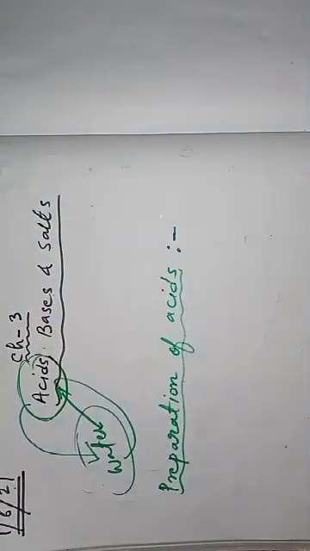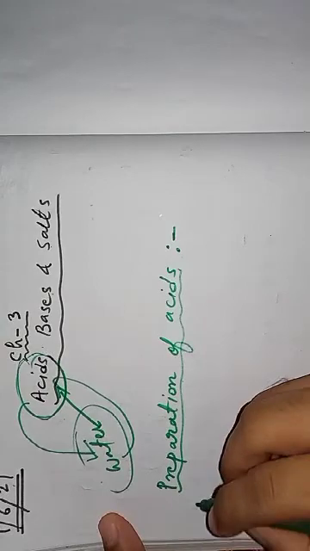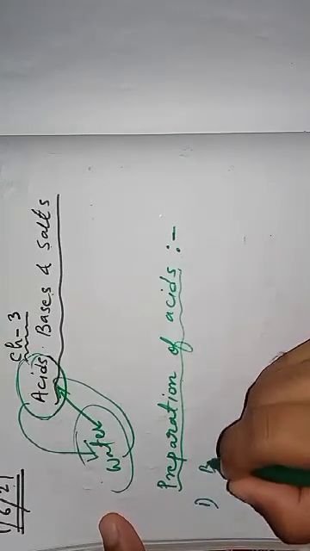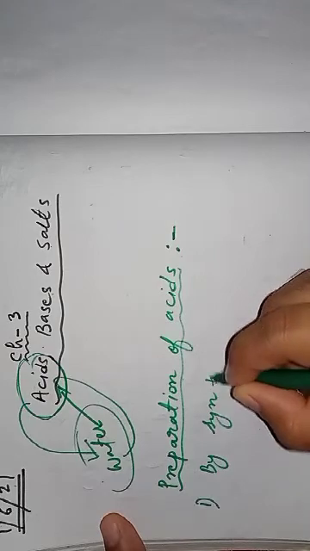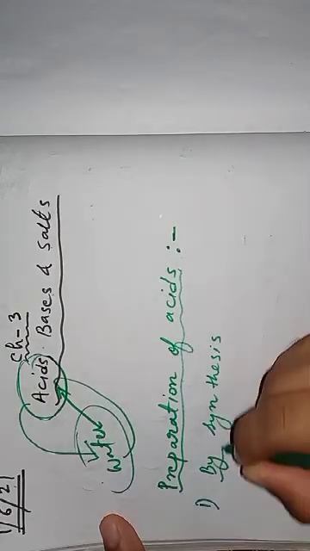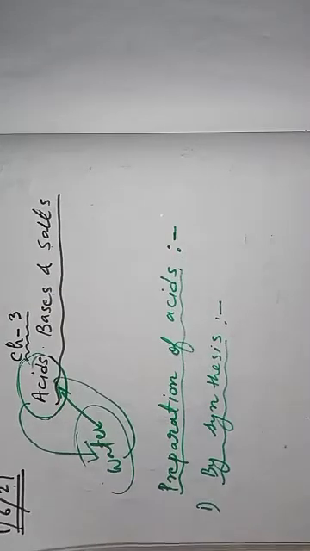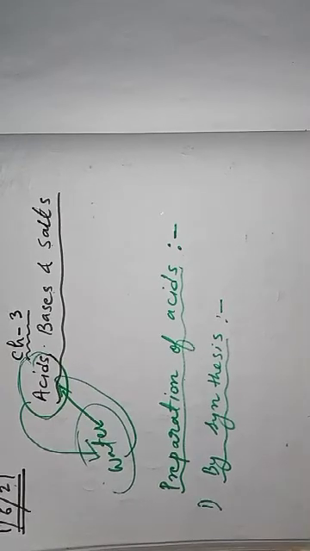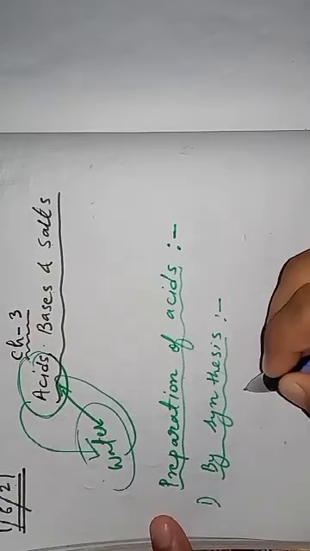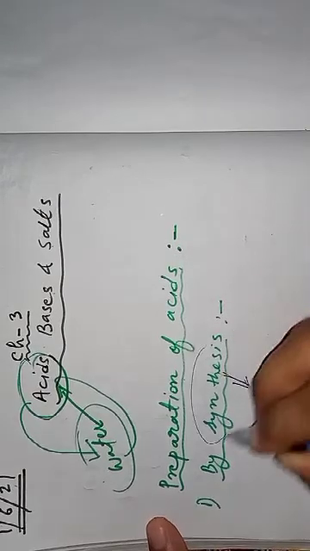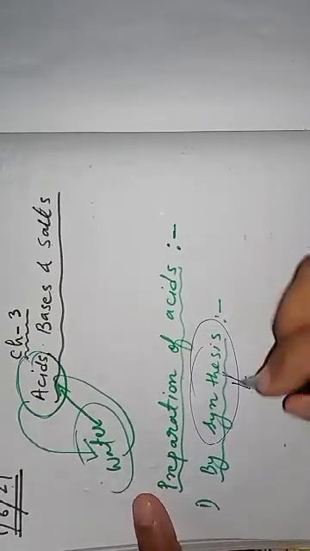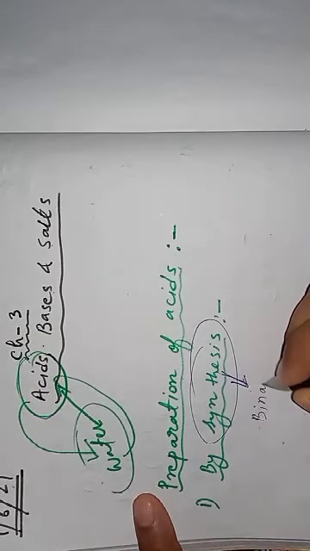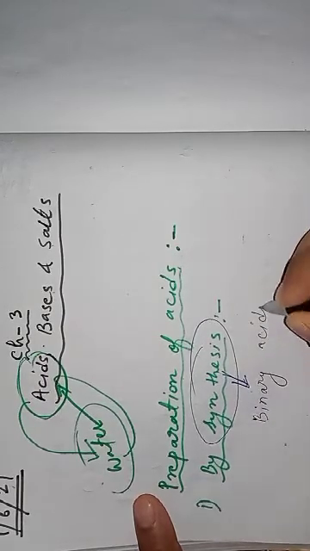Now let us move ahead without delaying. The first process is by synthesis. The first method by which acids are prepared is by synthesis. Synthesis is a special method by which binary acids are produced.